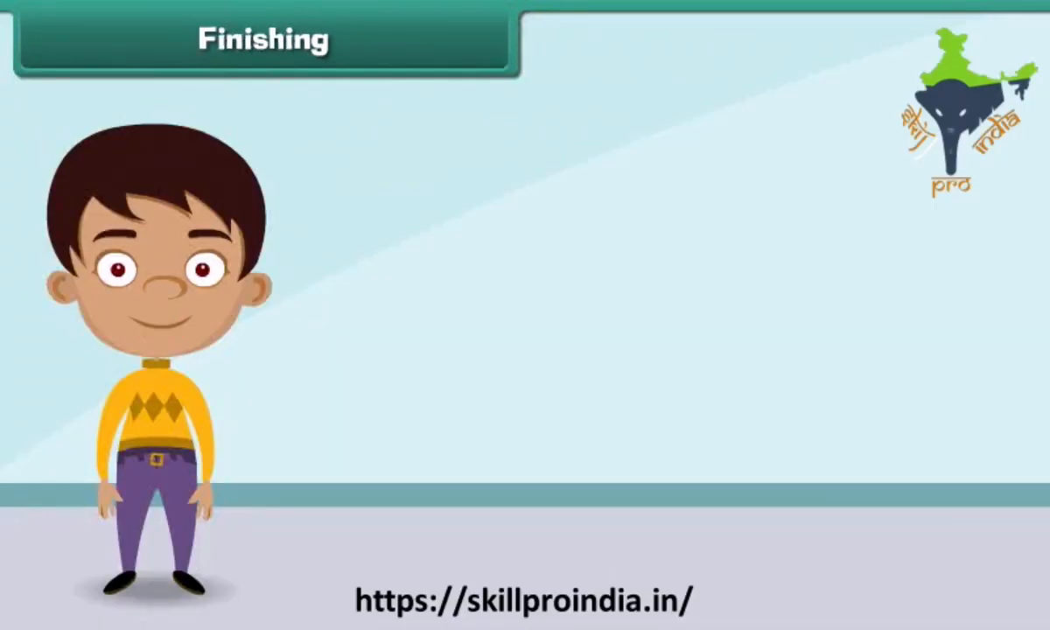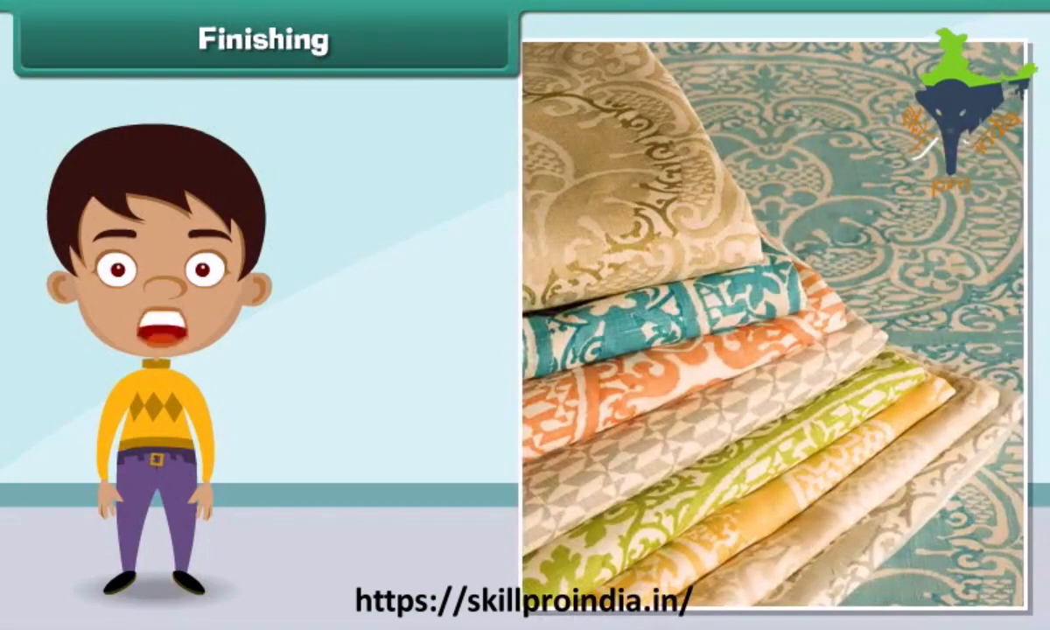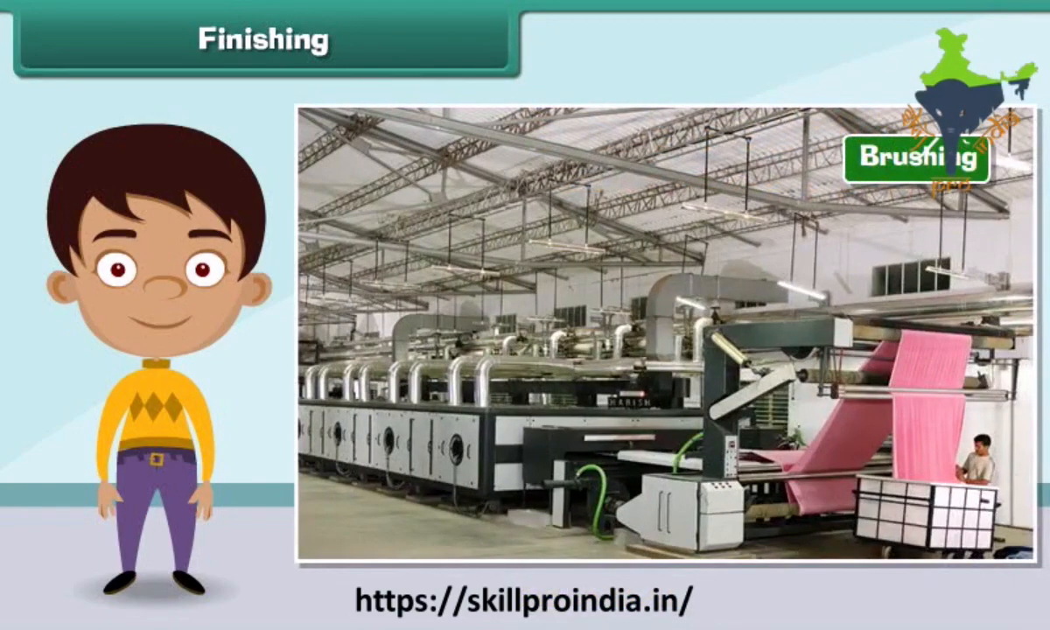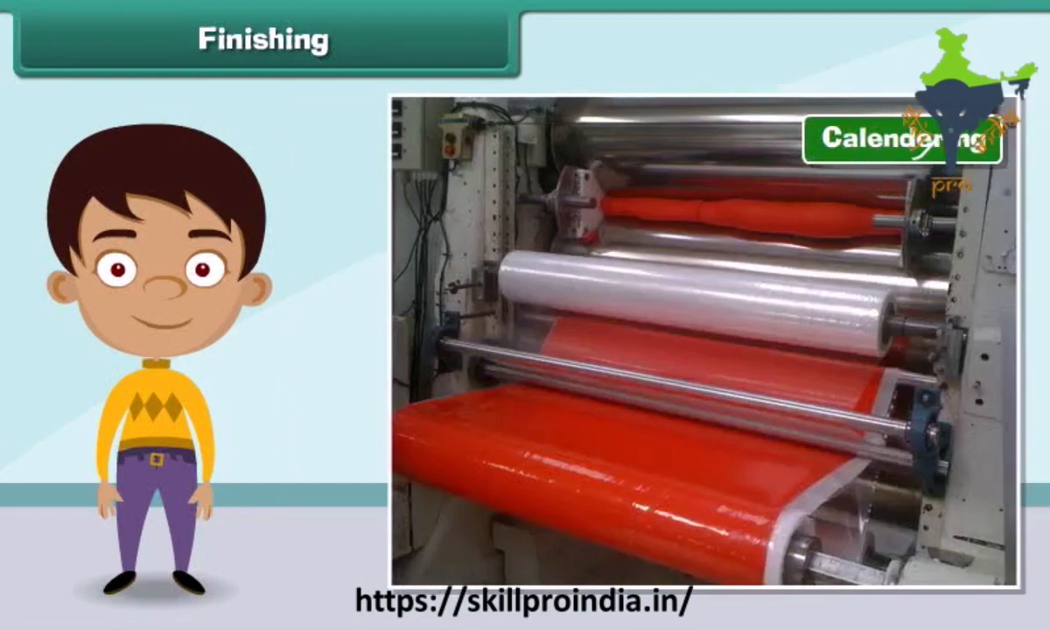Finishing. The process that improves the appearance and usefulness of a fabric is known as finishing. Some important finishing treatments given to a fabric are: brushing. The process of brushing removes short and loose fibers from a fabric. Calendering. The process of calendering improves the smoothness and shine of a fabric.